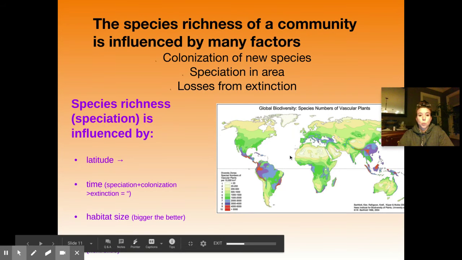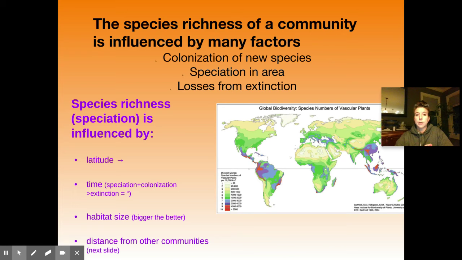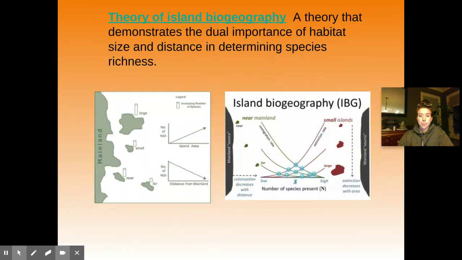So we are ending at the last part. One of the other influences for species richness is going to be distance from other communities, meaning animal communities, not us. So this is the theory of island biogeography, the TIB.